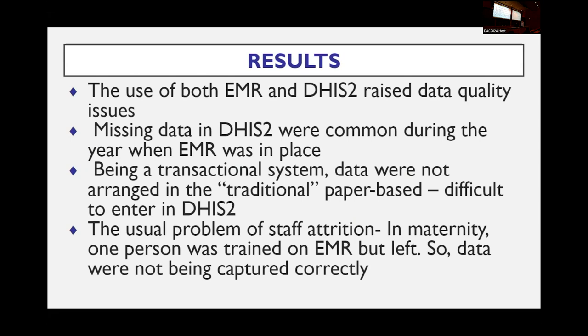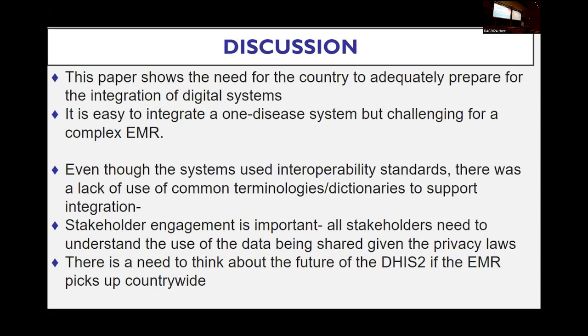And then we had the usual problem in the hospital, staff attrition. They cited one area in maternity where the person who was trained on working had left. And so data was not being captured in a proper way. So those are some of the things. So in general, this paper shows the need for the country to adequately prepare for integration of digital systems. And this really needs to be re-emphasized, that we need to prepare well, but it is also easy to integrate one disease system like HIV, like TB, very easy, because quietly there is a lot of funding that will ensure that this close talk is done.